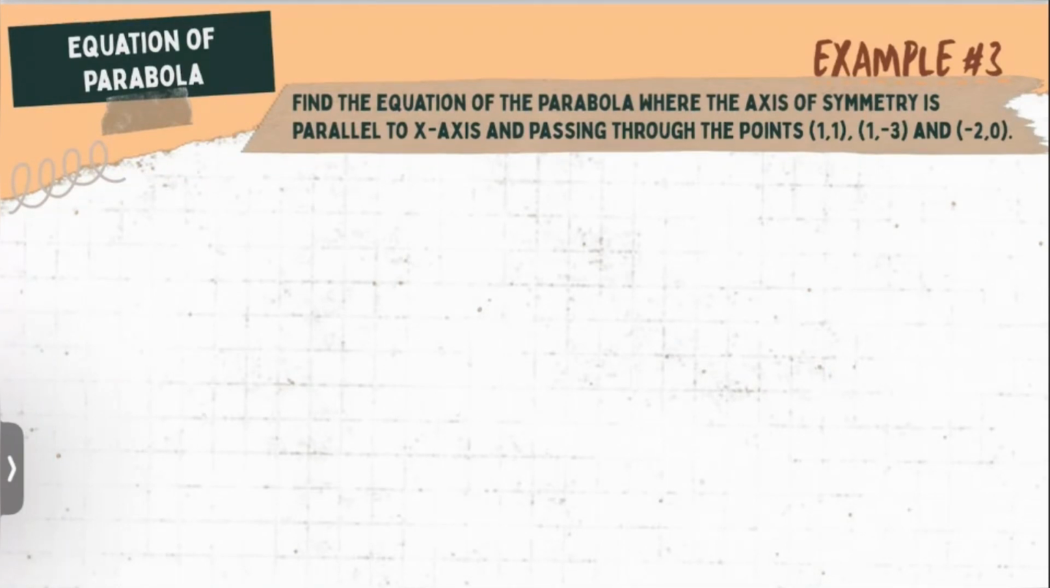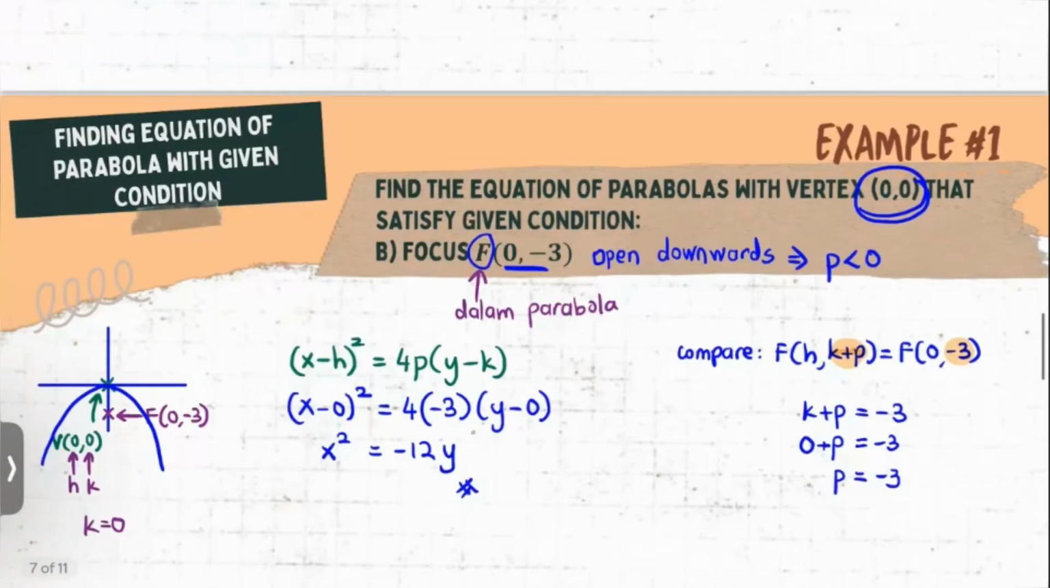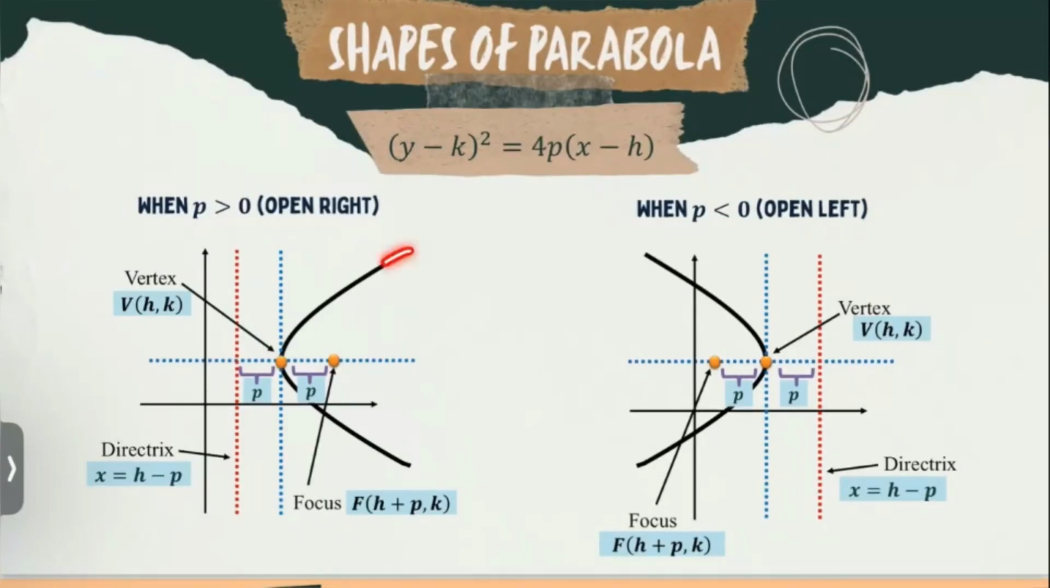Okay, for this last example, let's look at the question. Find the equation of the parabola where the axis of symmetry is parallel to the x-axis. Axis of symmetry parallel to the x-axis. What is an axis of symmetry? This is what I drew earlier. Where is our graph? Oh, here. Can you see? This is the parabola, and this is our axis of symmetry.